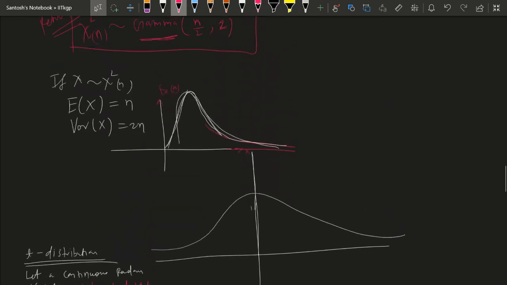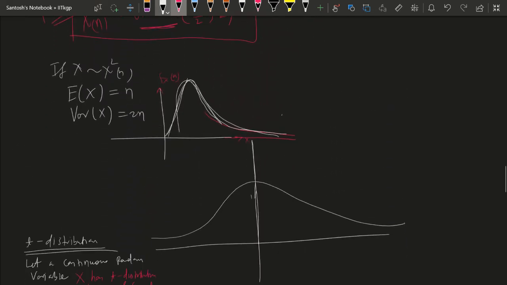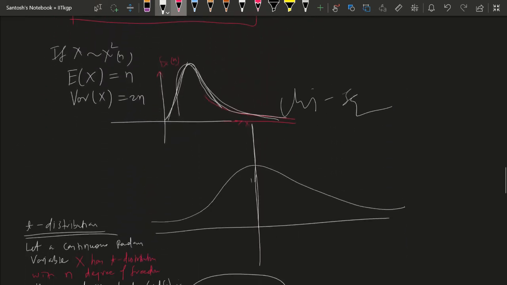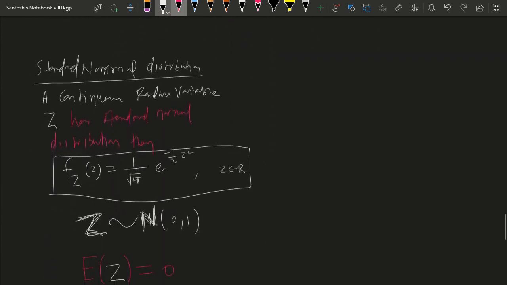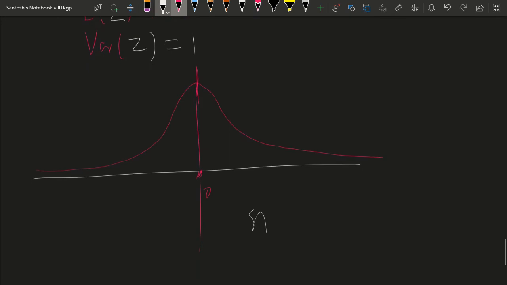So this was for t. This is chi-square, and this is the t distribution, and this is standard normal.